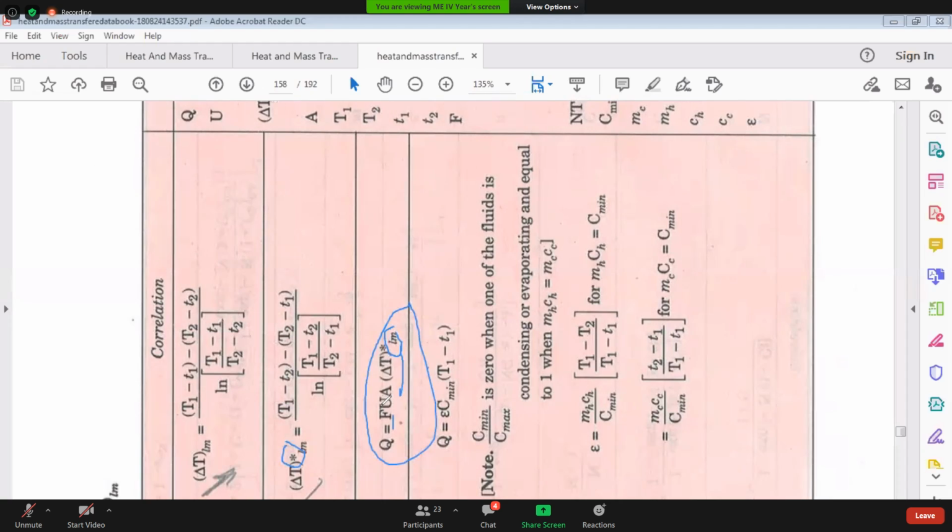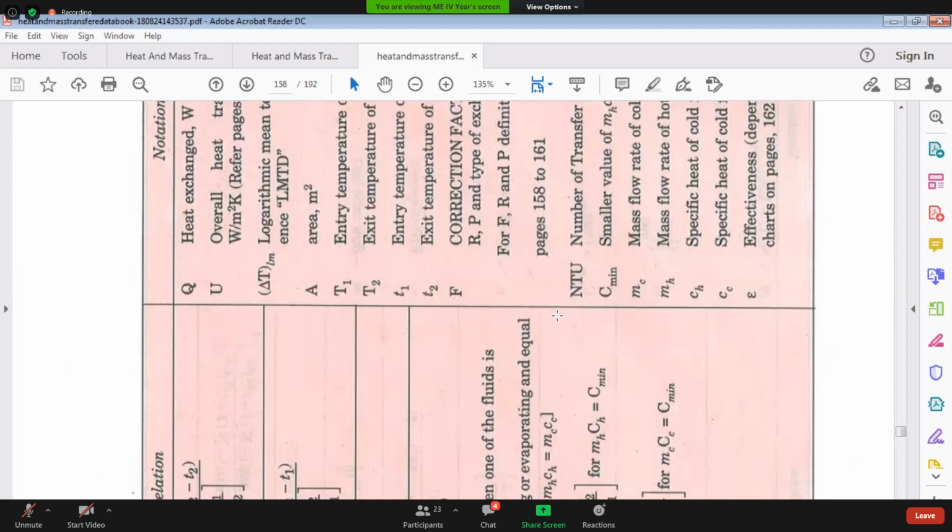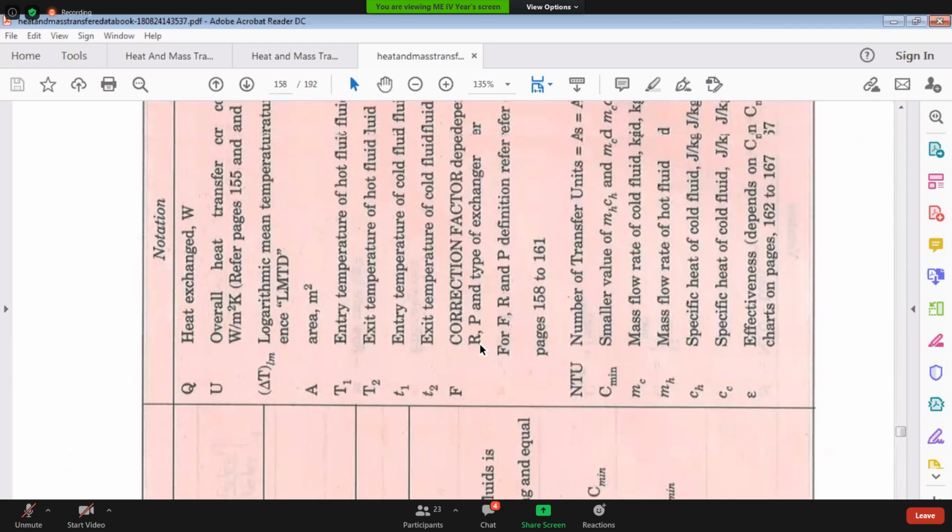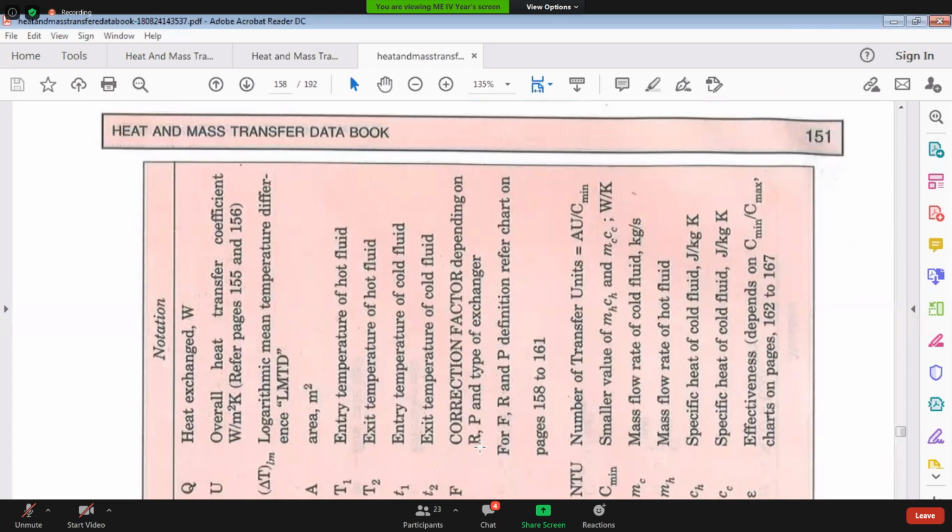But what is this F for? We use the K. There we use K. This is a function of something, right? I will show that. See here, this F is nothing but the correction factor depending on the R, P and type of exchanger. How to calculate R and P? The formulas are given there, right? In that particular correction factor, you can see page numbers 158 to 161. The page numbers are also given, right?